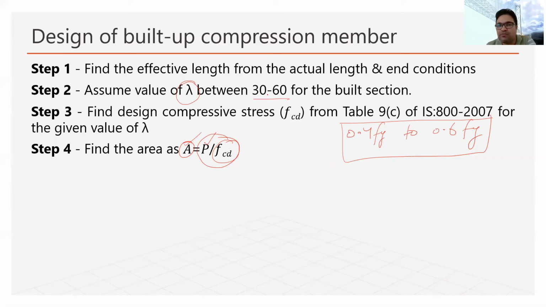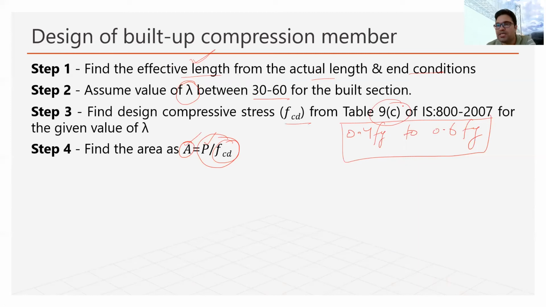So once we assume the value of lambda, also find out the effective length. The length of the column will be given in the question. Based on the end conditions and the actual length, we can find out the effective length. Once we have the effective length and lambda value, we can easily find out the value of FCD from table 9C.